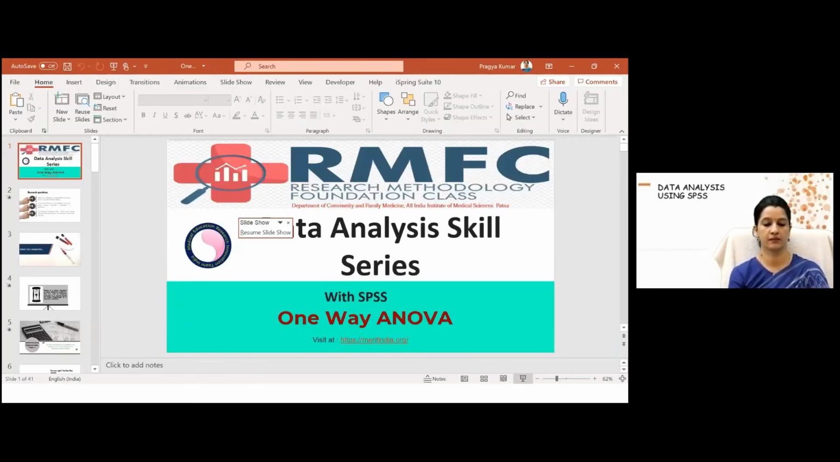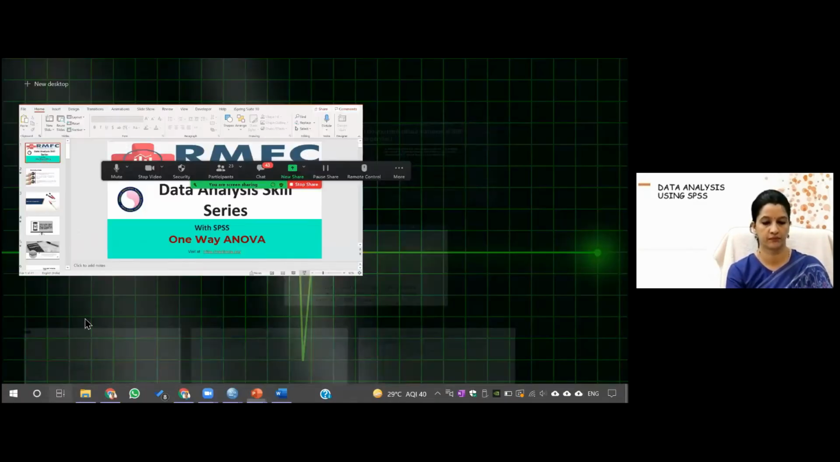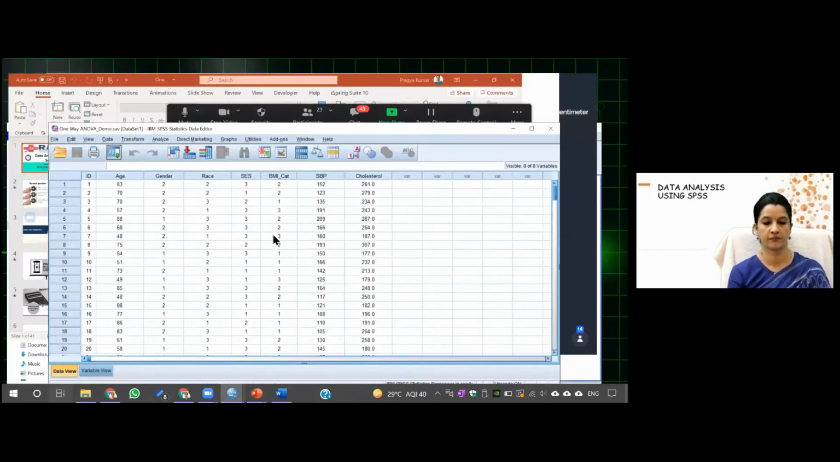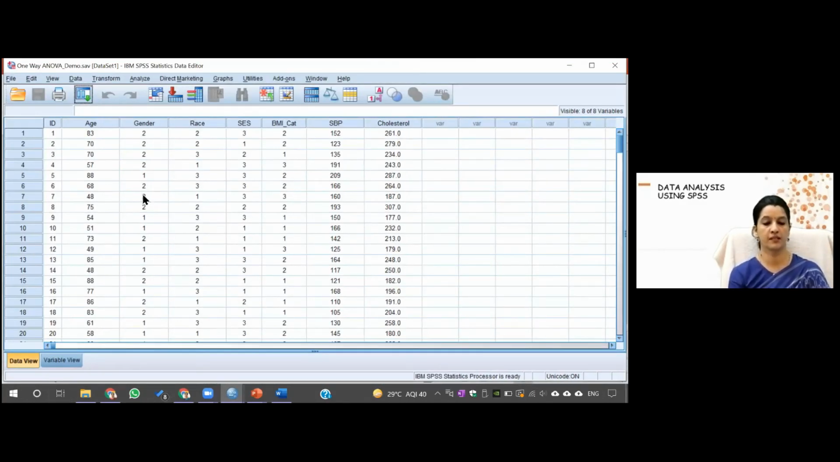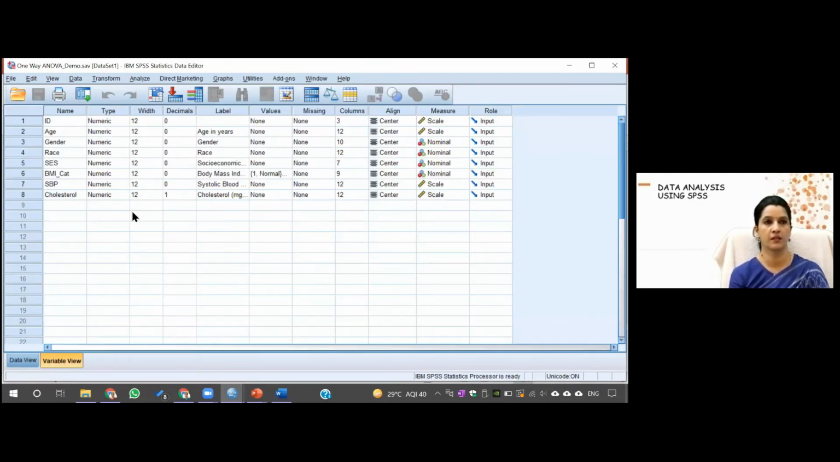So coming to the data set. So this is the data set. I'll explain this data set before I go with the analysis. You can see here there's the age, gender, race, socioeconomic status, BMI category, systolic blood pressure, and cholesterol. Oh, sorry, diastolic blood pressure is not there.